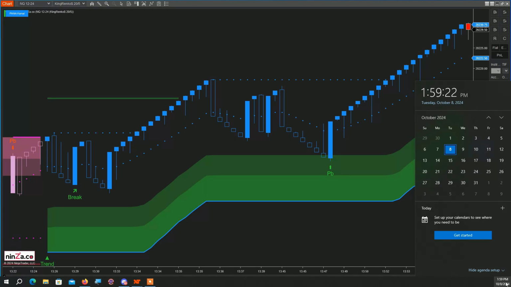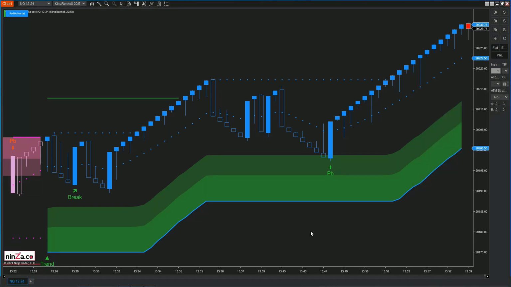Introducing PANA Kanal. This is a trend following indicator with pullbacks, but it's a bit different. So this is not your regular pullback kind of a system. So first of all, doing things a bit backwards today.